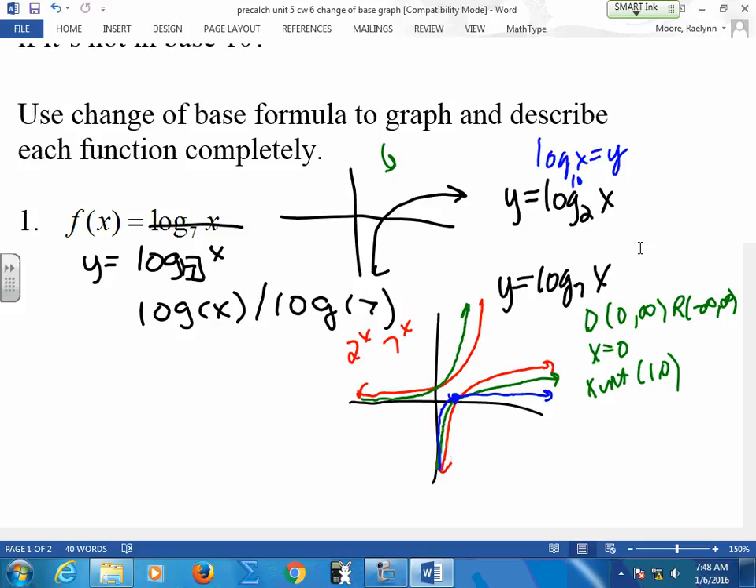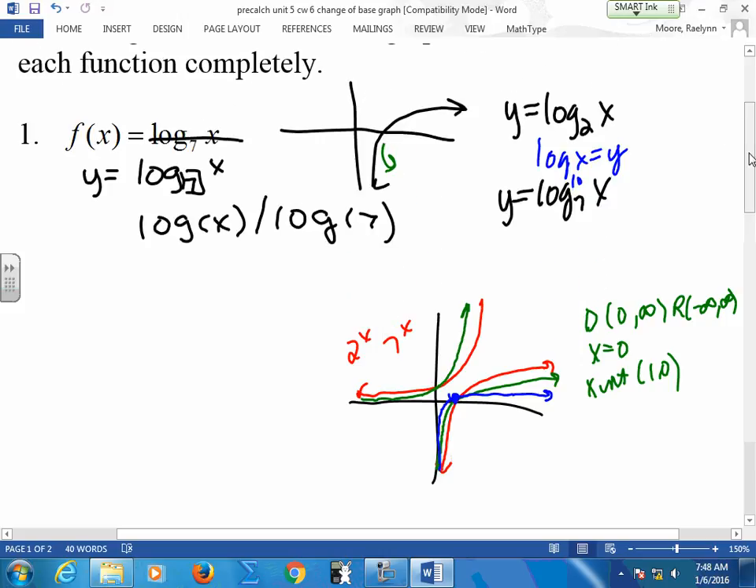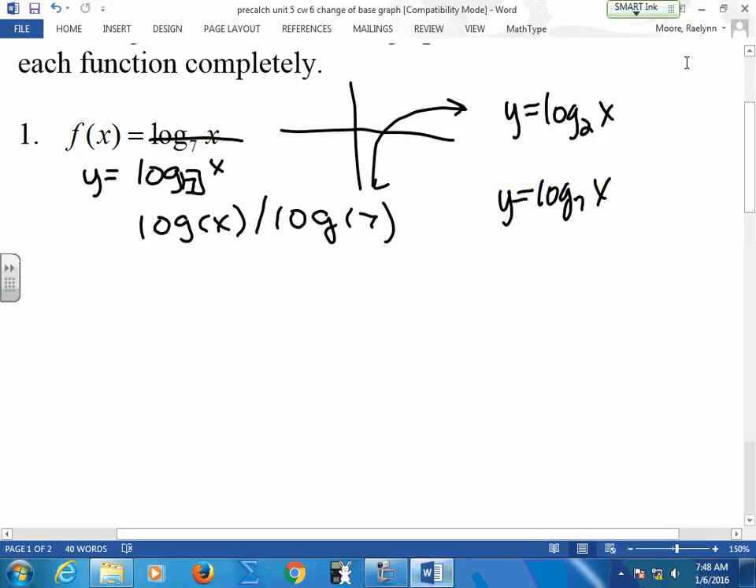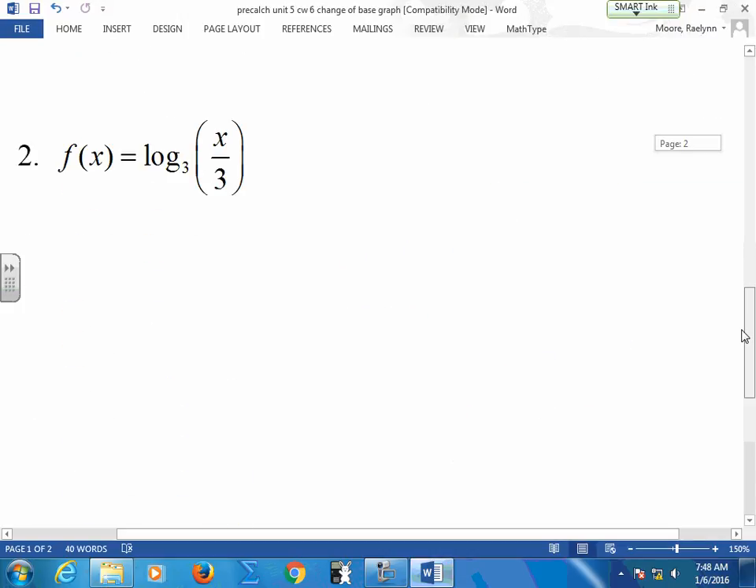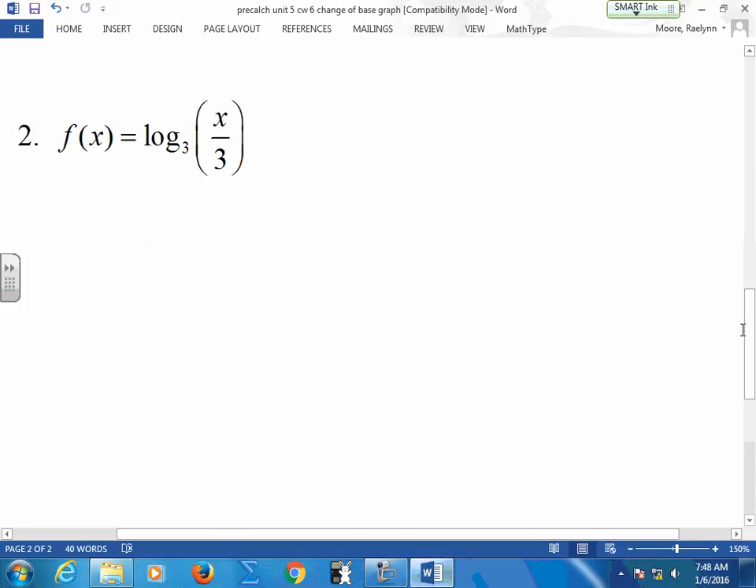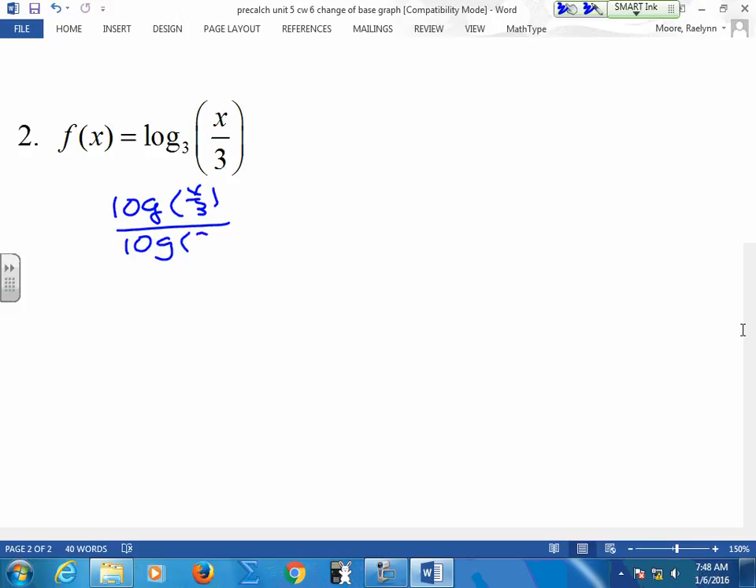The next one, I just put something weird out there. If you're going to use your calculator and your change of base log thing, that's absolutely fine. If you use your change of base, this is one fraction. So this is your top, this is your bottom, your denominator. That argument goes in the numerator.